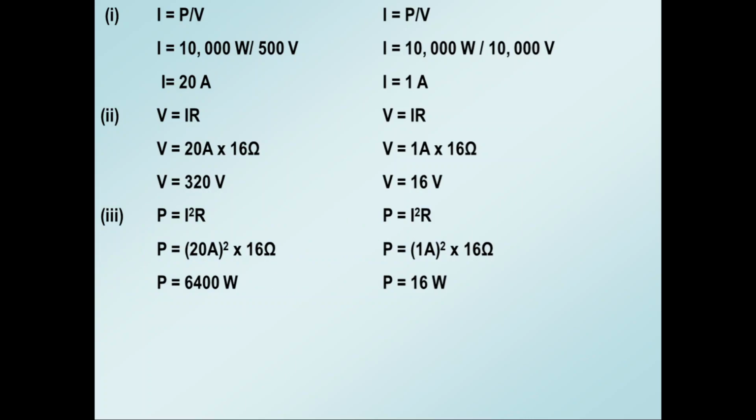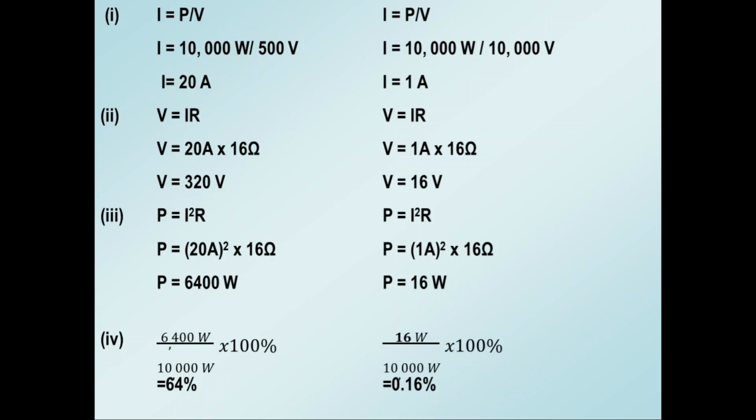How much power is lost? That is calculated using the formula P equals I squared R. So for the low voltage of 500 volts, the power that is lost is calculated using 20 amperes squared times 16 ohms, and that gives you 6,400 watts. For the high voltage, it only works out to 16 watts. Comparing those, that is a very high amount of power lost, 6,400 watts compared to 10,000 watts, and only 16 watts compared to 10,000 watts.